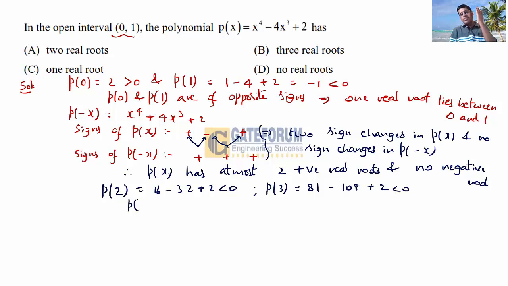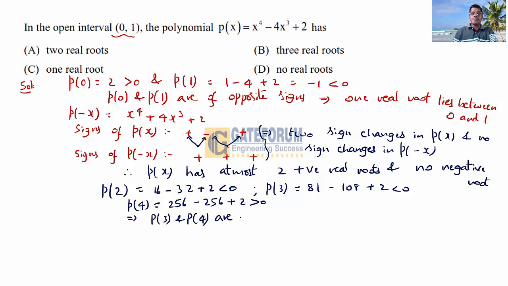If you are still getting all the same sign continuously, then backtrack, that is find P of minus 1, P of minus 2, and go on giving negative values of x. P of 4: put x equal to 4, 4 power 4, 16 into 16, 256, minus 4 cube into 4, that is again 4 power 4, 256, plus 2, which is greater than 0. So P of 3 and P of 4 are of opposite signs.